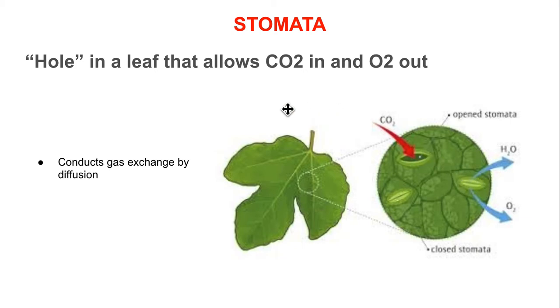And what they do is they allow carbon dioxide to go in, and then they allow water and oxygen to come out. So these holes have to be open for photosynthesis to happen, because that's how carbon dioxide gets into the cells. So basically it just conducts gas exchange.